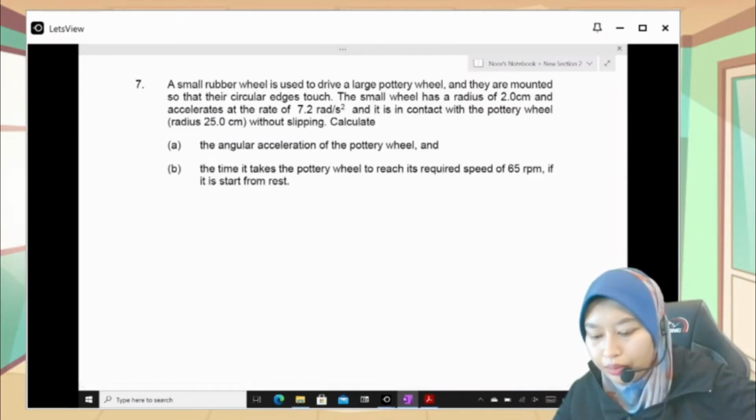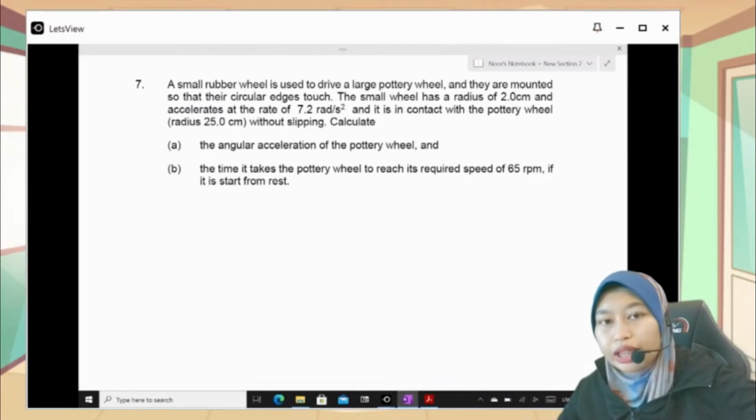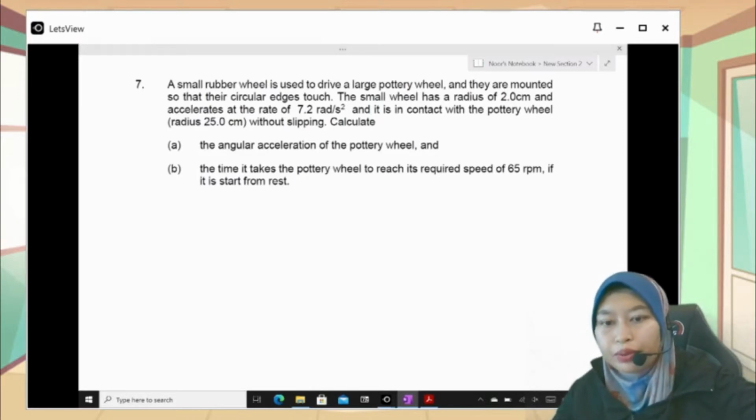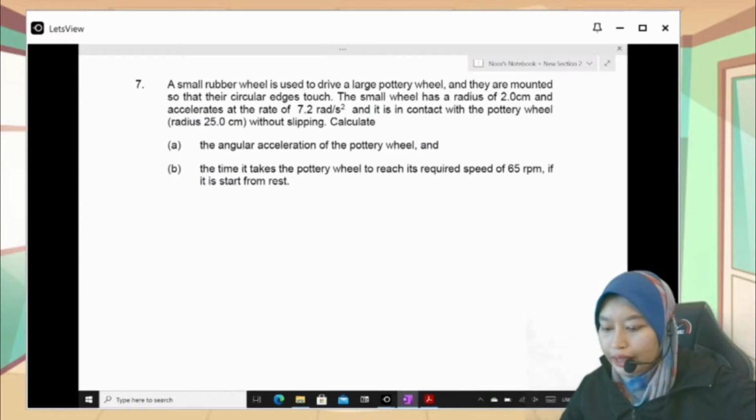Okay, so let's see number 7. A small rubber wheel is used to drive a large pottery wheel, and they are mounted so that their circular edges touch. The small wheel has a radius of 2 cm and accelerates at the rate of 7.2 radian per second squared, and it is in contact with the pottery wheel of radius 25 cm without slipping. Calculate A, the angular acceleration of the pottery wheel.